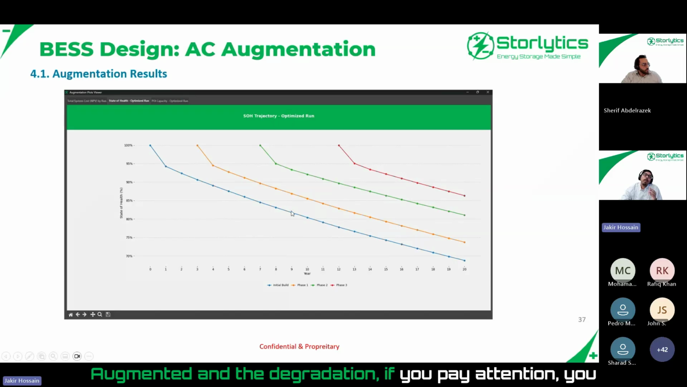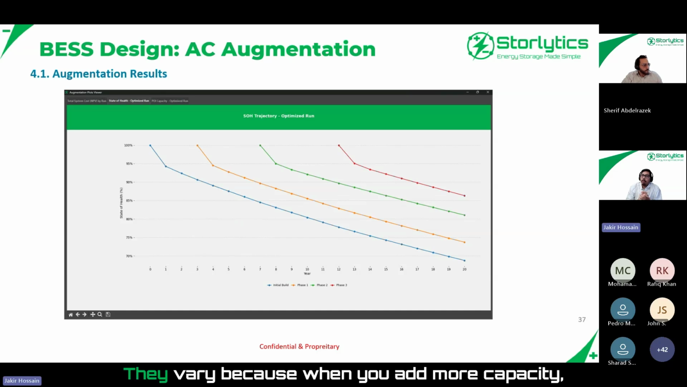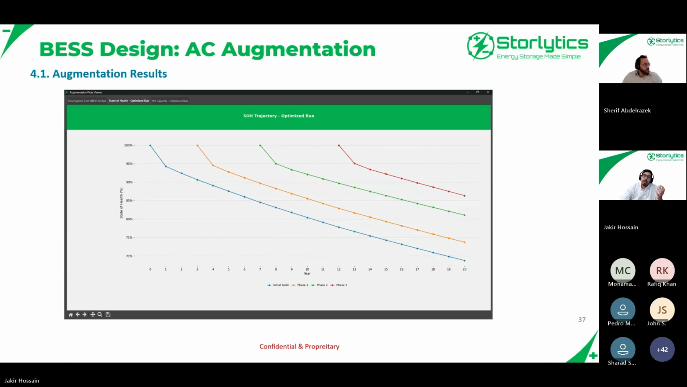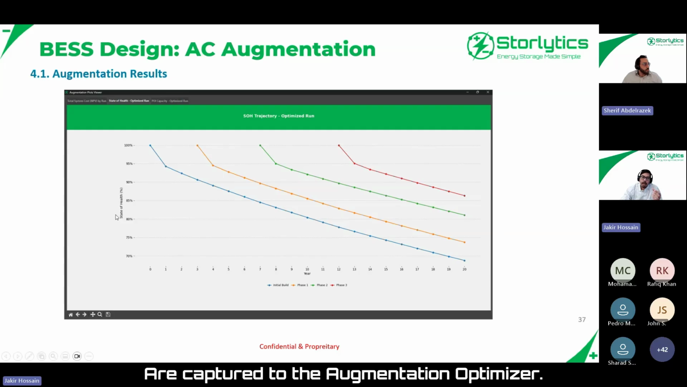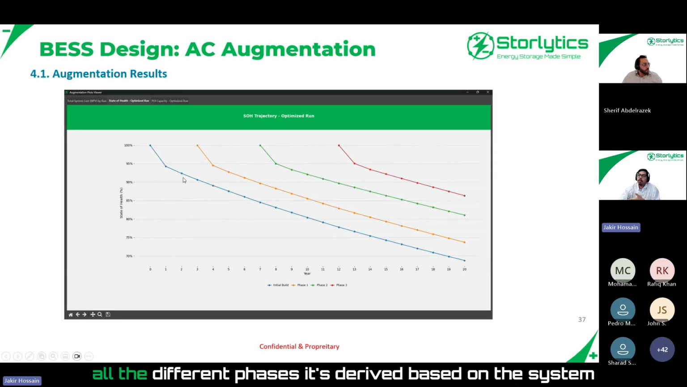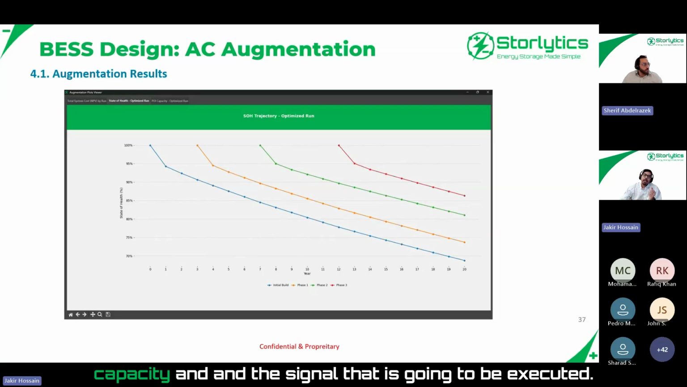And the degradation, if you pay attention, you will see that the degradation curves are not the same. They vary because when you add more capacity, you are not stressing your initial system as much. So you're putting less stress on that system, and the degradation rate of your initial system is going to slow down. That kind of dynamics is captured through the Augmentation Optimizer. So we do not apply the same state of health estimation for all the different phases. It's derived based on the system capacity and the signal that is going to be executed.